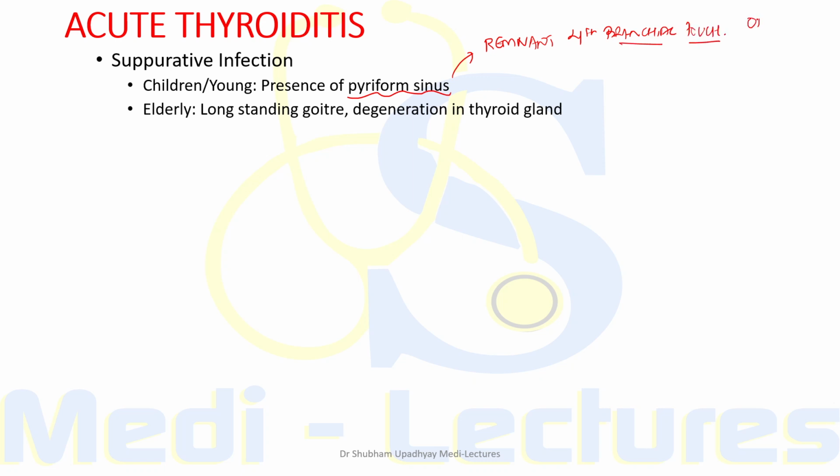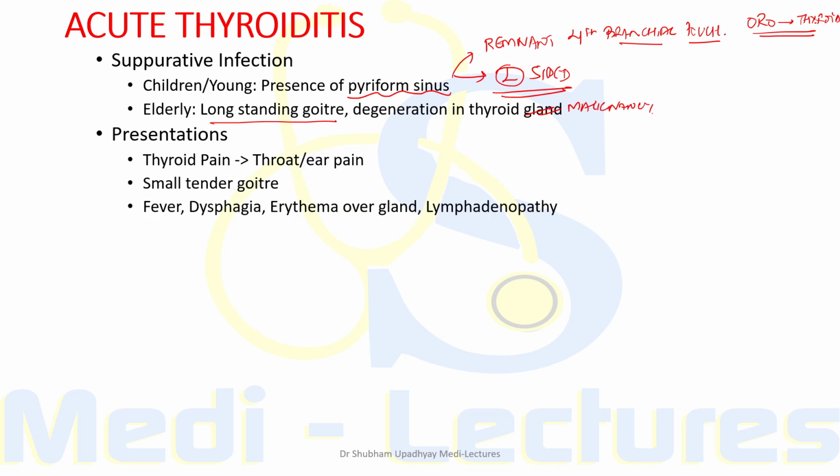It will connect the oropharynx with the thyroid. So any infective etiology in the oropharynx can directly reach the thyroid gland. It is most commonly present on the left side. Therefore, acute thyroiditis most commonly presents with an asymmetric goiter. Now in the elderly, any cause of long-standing goiter or degeneration in thyroid malignancy can be a risk factor for infection leading to acute thyroiditis.